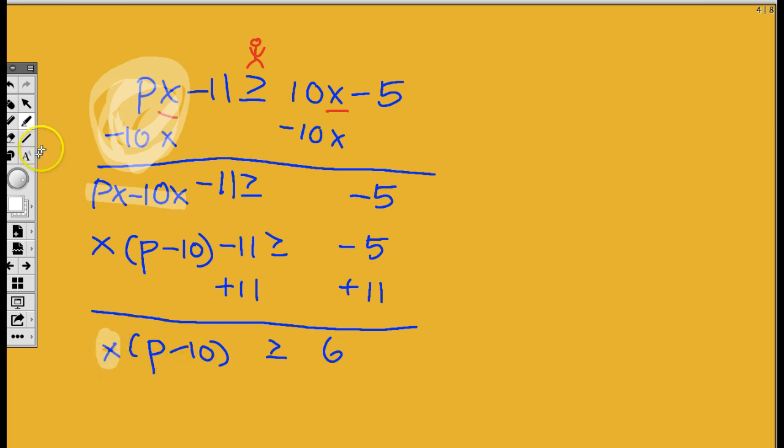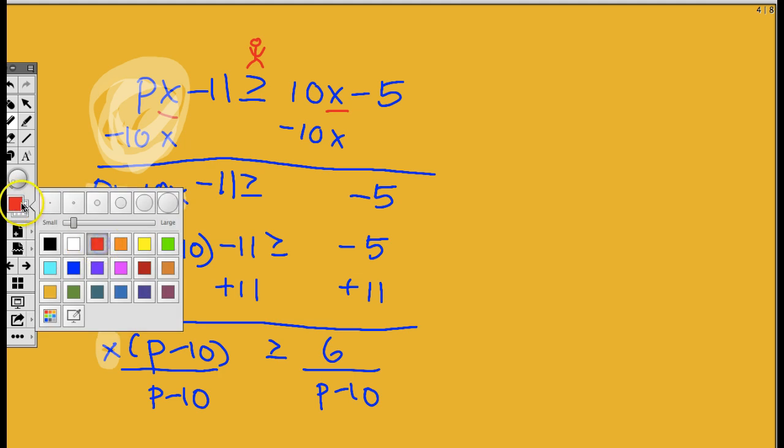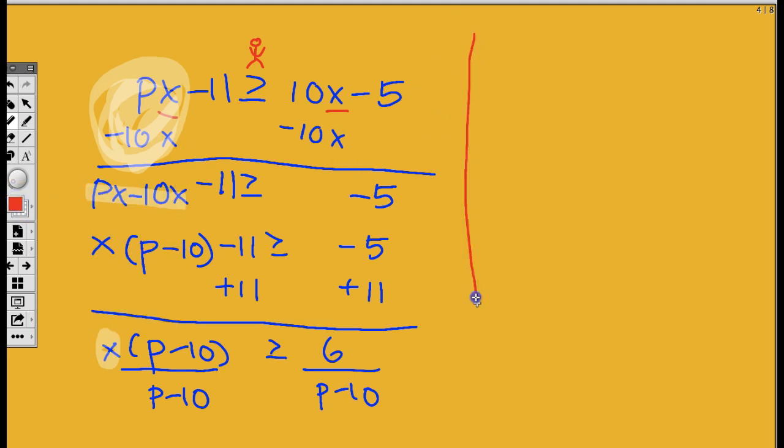So if I want to leave the x by itself, all I'm going to do is I'm going to divide both sides by p minus 10. And so I don't want to move on to the next page. So I'm just going to draw a red line over here, and then I'm just going to continue on over here. Okay?